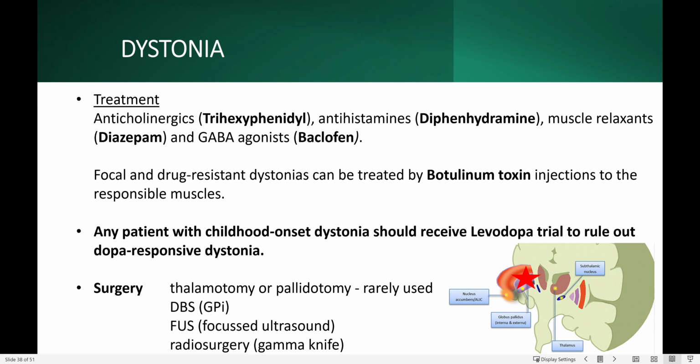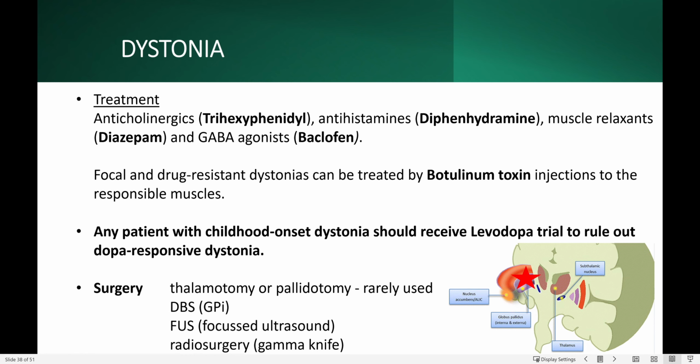If you have focal dystonias, they often respond well to Botox, for example, in spasmodic torticollis or blepharospasm. Botox is probably the best option. And a very important point: any patient with a childhood onset dystonia should always receive a levodopa trial to rule out dopa-responsive dystonia, because DRD is exquisitely sensitive and responsive to levodopa, and it's important not to miss that diagnosis.